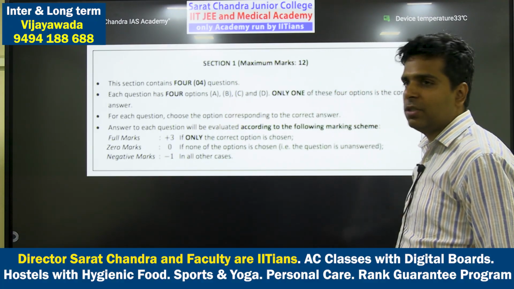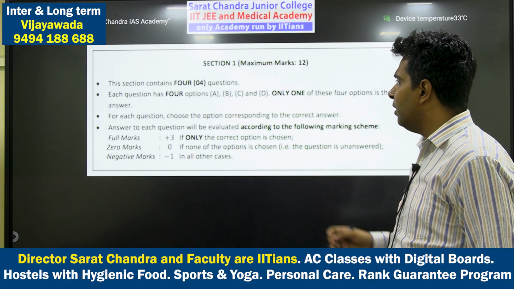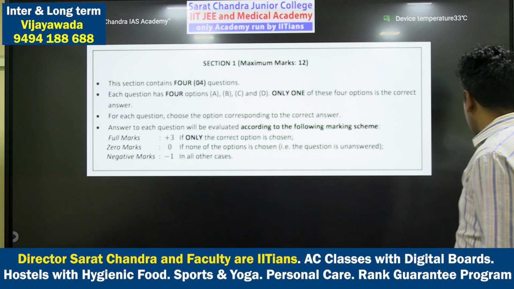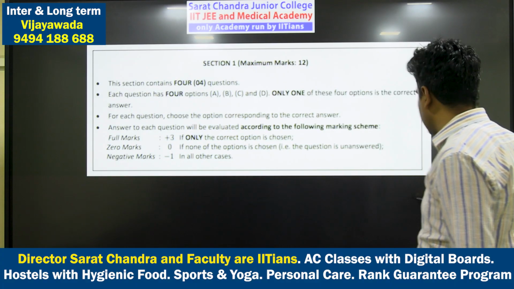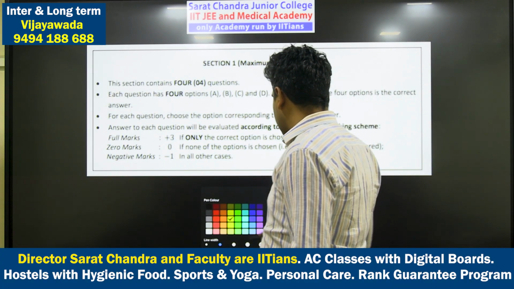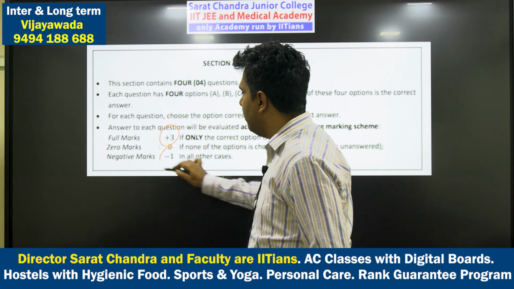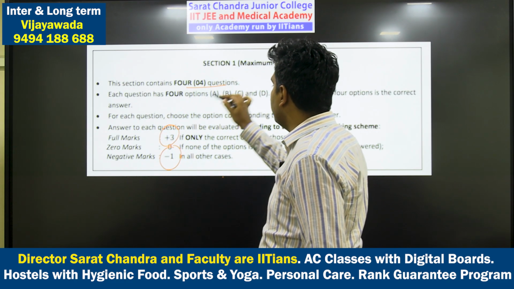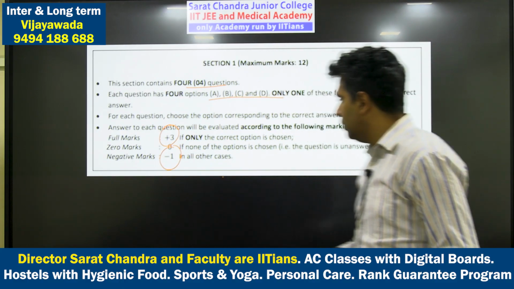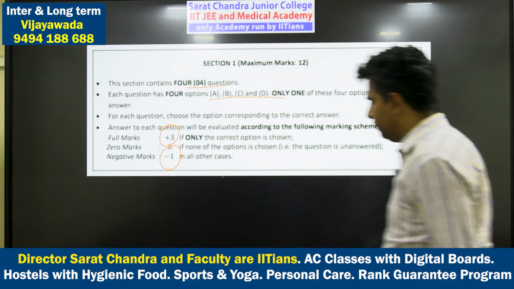The first section contained 4 questions that were single choice. For single choice questions, the marking scheme was +3 and -1. There were 4 single choice questions. So let us start with the first question.